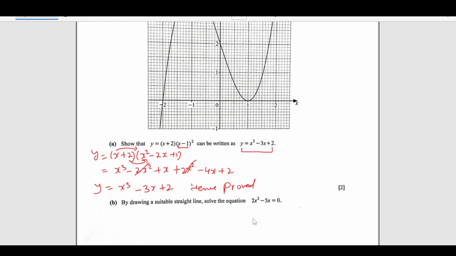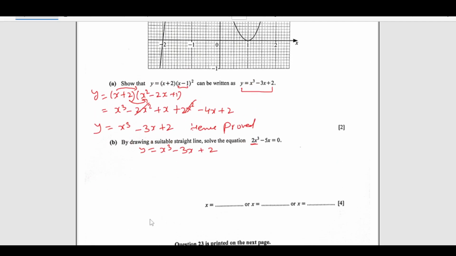Okay, we need 2x cubed, but y is this, so I'm writing here y is x cubed minus 3x plus 2. This question is a bit tricky actually. You see, this is a 4 marks question. So we need 2y. So if I multiply here by 2, I'm going to get 2x cubed minus 6x plus 4, right? So then what we need, this is equal to 0.